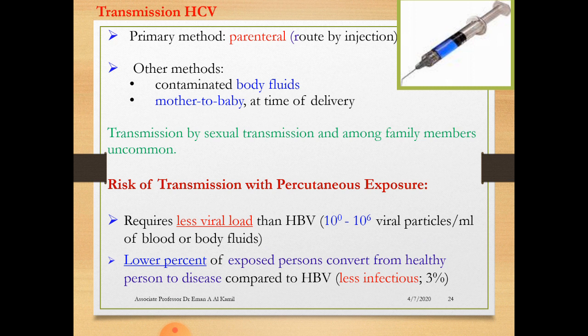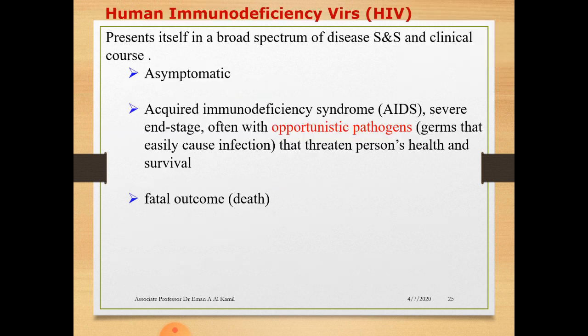The risk of transmission with percutaneous exposure requires less viral load than hepatitis B virus, which is up to 10 to the power 6 viral particles per ml of blood or body fluid. So a lower percentage of exposed persons convert from healthy to diseased compared to hepatitis B virus. So it is less infectious.